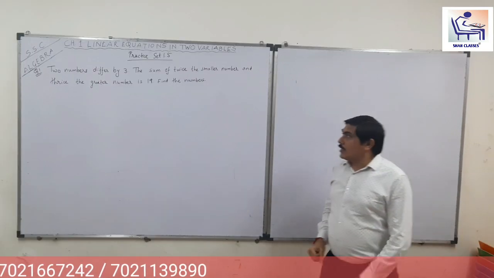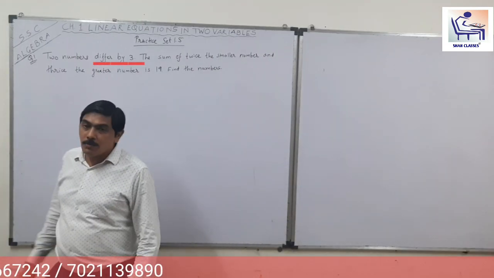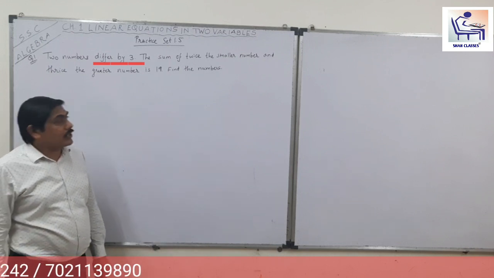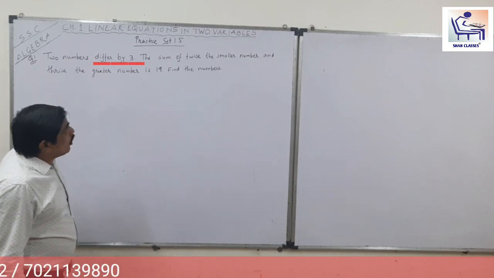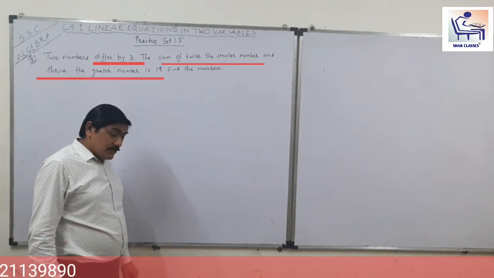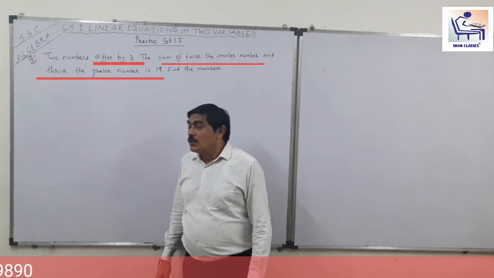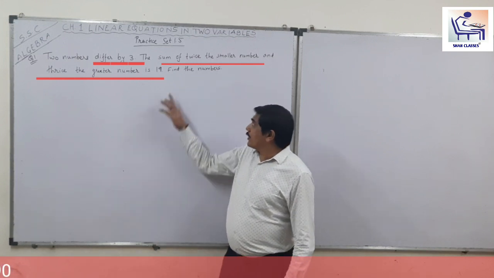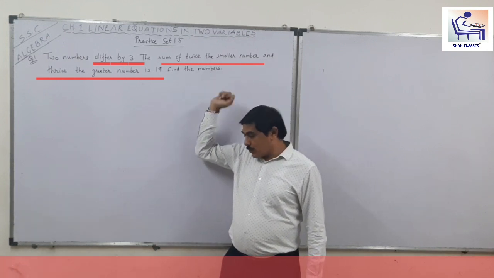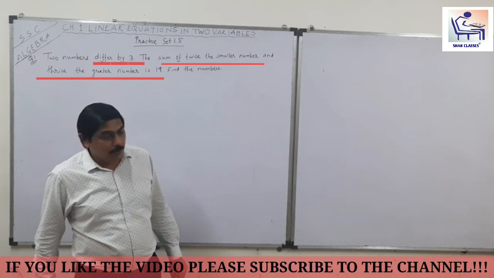So first sum is: two numbers differ by 3. The sum of twice the smaller number and thrice the greater number is 19. Find the numbers. We have to find out two numbers. You can see that the word is plural, so that's why we require two variables.